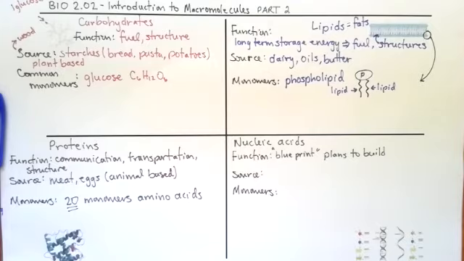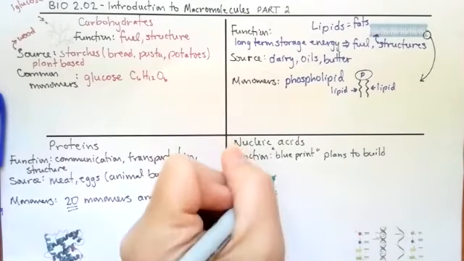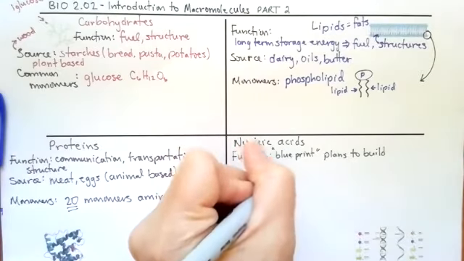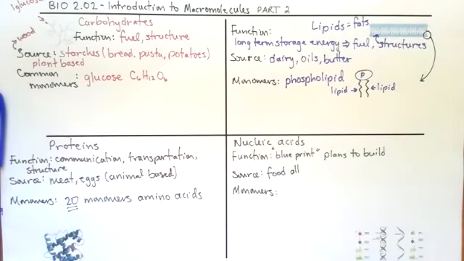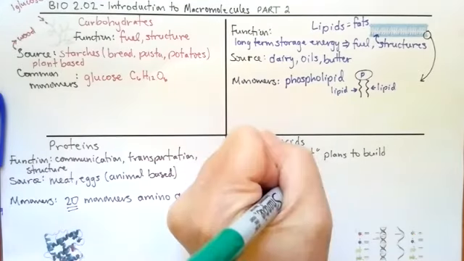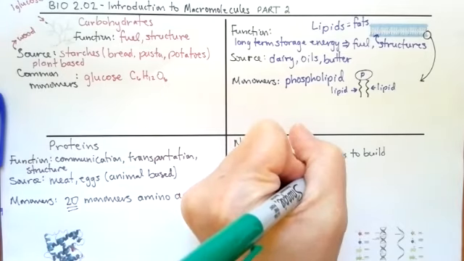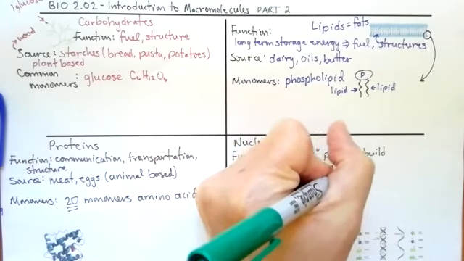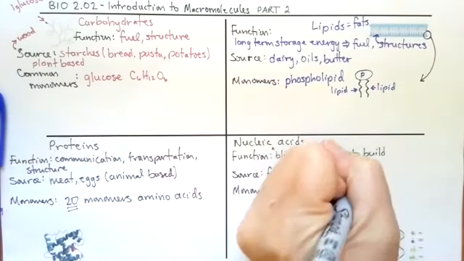And where do we get this from? Well, these come from food, and it comes from all food. Doesn't matter if it's plant, doesn't matter if it's animal. Everything has to have nucleic acids to live. So even a virus has nucleic acids, and we're not even really sure if those are alive or not.